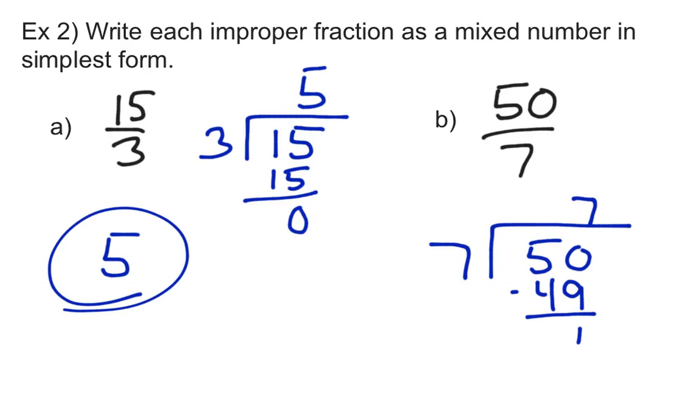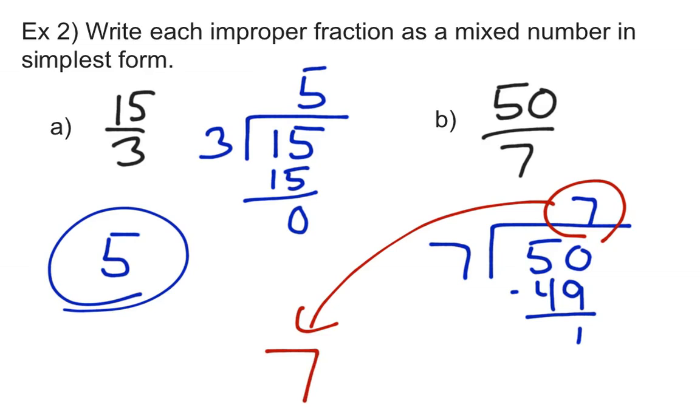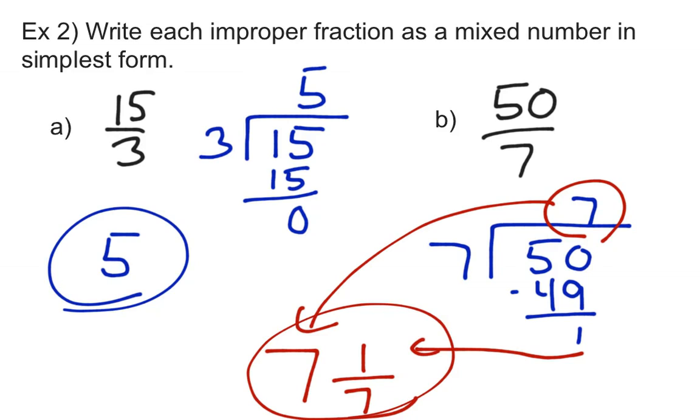So what you end up doing is this. This 7 here ends up becoming the whole number. The remainder ends up being the new numerator. The denominator doesn't ever change. That's going to stay being a 7. And there's our final answer.